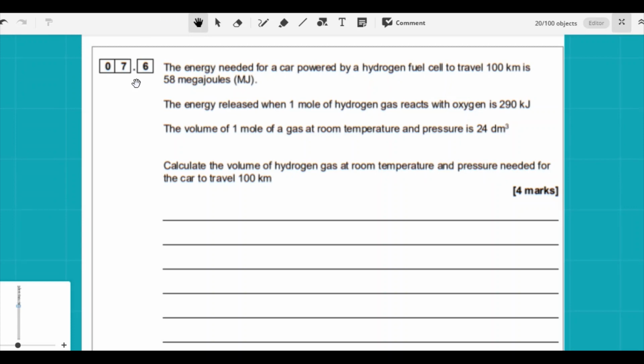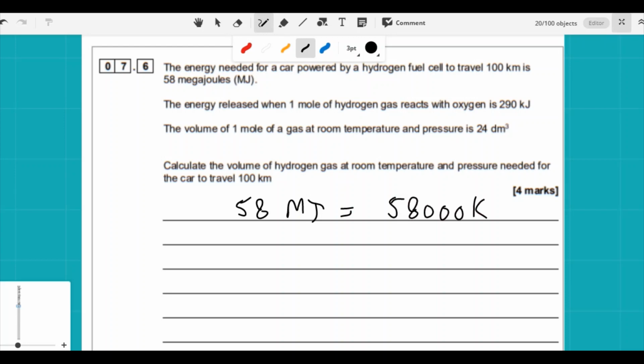Okay, next question is 7.6. That is the energy needed for a car powered by a hydrogen fuel cell to travel 100 kilometers. So the energy needed is 58 megajoules. You have to convert 58 megajoules into kilojoules. So that would be 58,000 kilojoules. That is the energy needed.